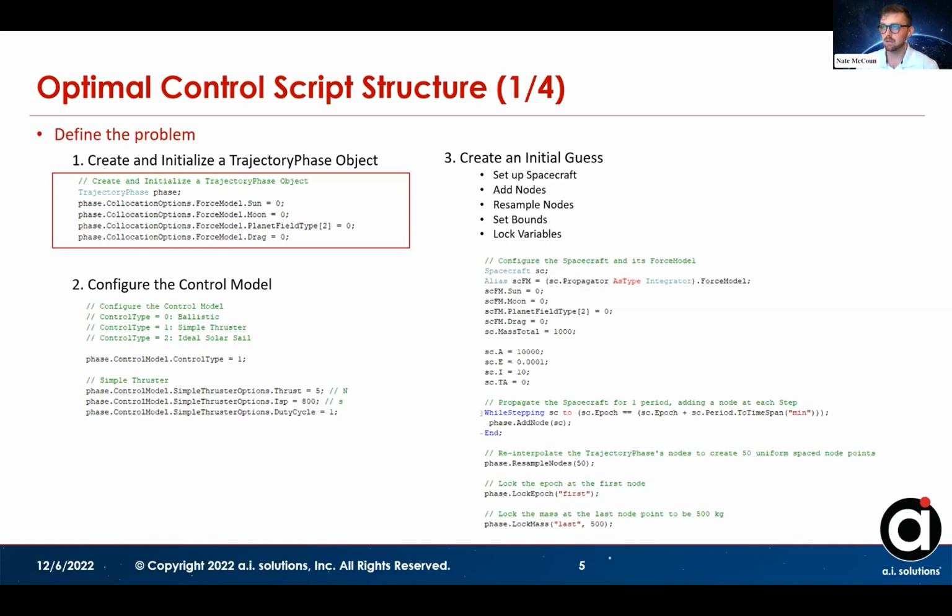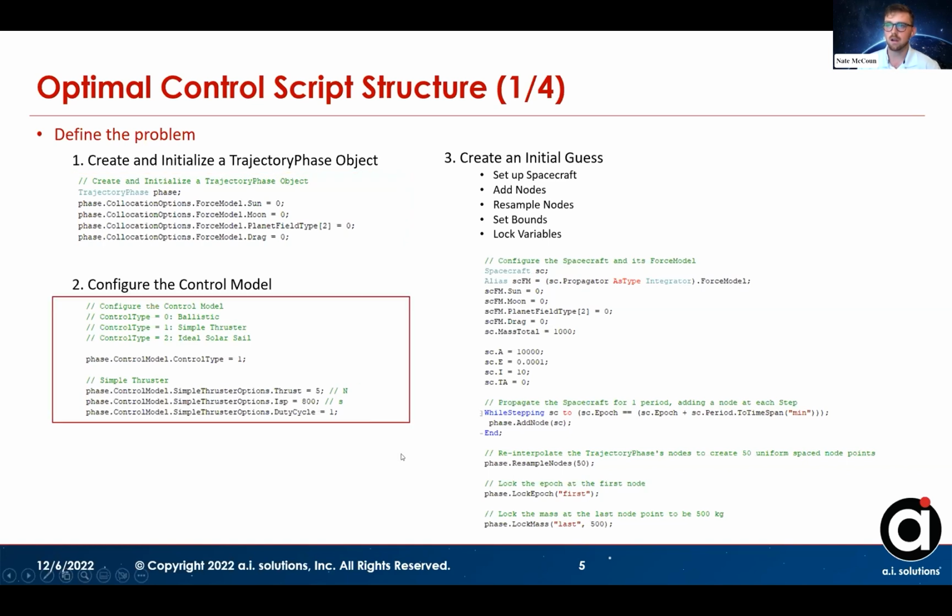And then what we'll do next is actually initialize this trajectory phase object through the collocation options properties. So through these properties, users have the ability to edit properties that pertain specifically to the collocation dynamical solver, including the force model. So here you'll see that we're defining the trajectory phase force model, turning off the force applied by the sun, the moon, and drag. And the next thing we'll do is go ahead and configure our control model.